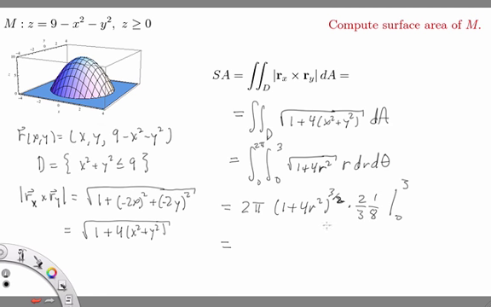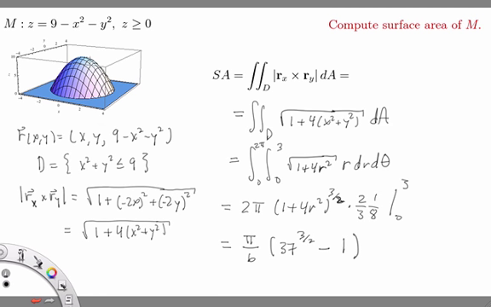So what do we get? The 2 pi combined with this, I end up with pi over 6. And then 1 plus 4r squared. When I plug in r equals 3, I get 3 squared is 9, times 4 is 36, plus 1 is 37, to the 3 halves, and then minus, when I plug in 0, this is 1, and 1 to any power is 1, so I just get 37 to the 3 halves minus 1 times pi over 6.